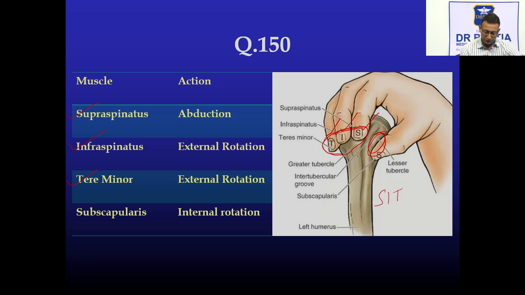So, we all know supraspinatus is responsible for causing abduction of the shoulder. Infraspinatus and teres minor are responsible for causing external rotation of the shoulder. So, if the greater tuberosity is avulsed, these movements will not be there. So, abduction and external rotation will be lost. Internal rotation will be preserved because lesser tuberosity is at its place.